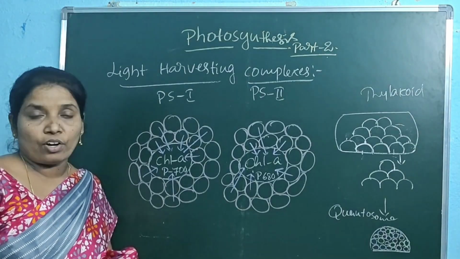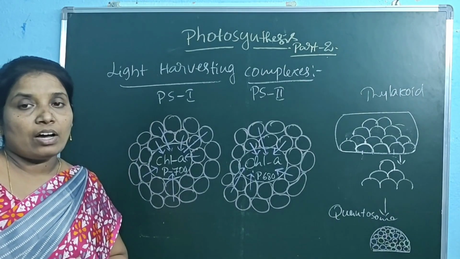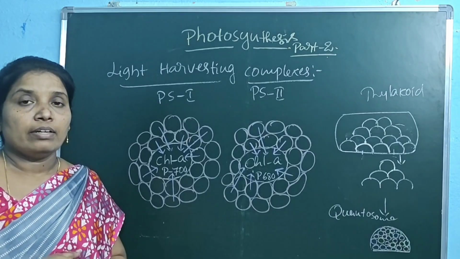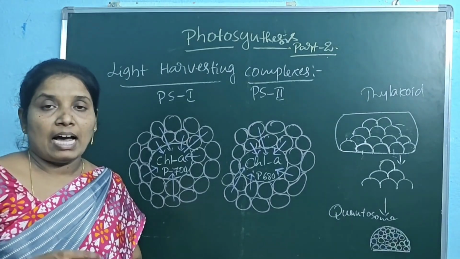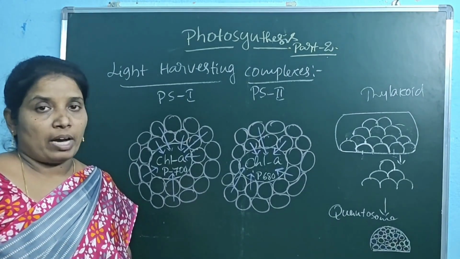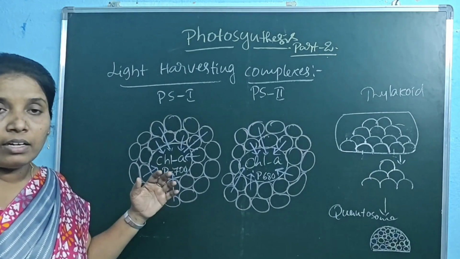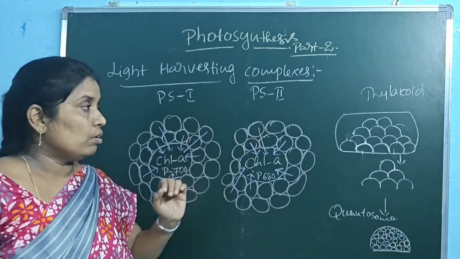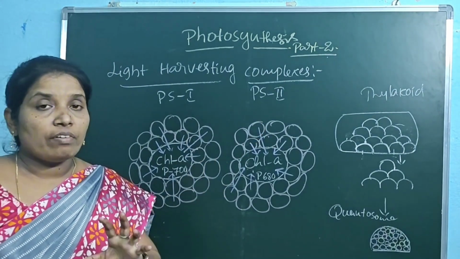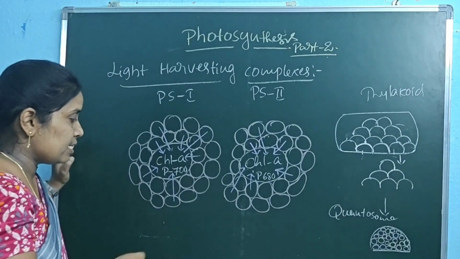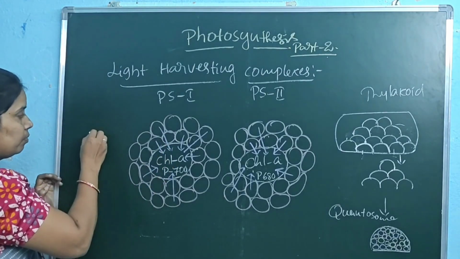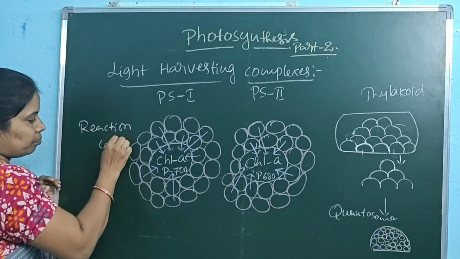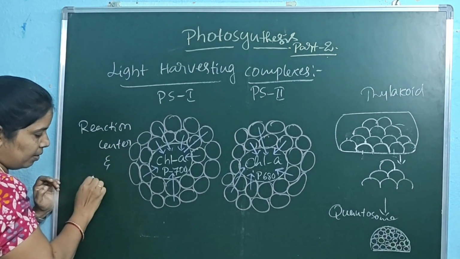So let's see light harvesting complexes. Light harvesting complexes are nothing but pigment protein molecules. They are present in plants, algae, and also in cyanobacteria. Okay, so there are two photosystems, PS1 and PS2. If you see the light harvesting system, it contains two parts. They are reaction center and antenna.